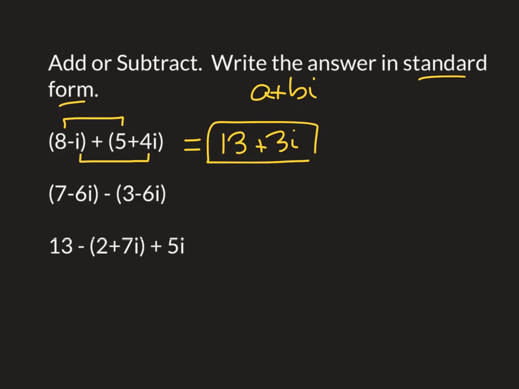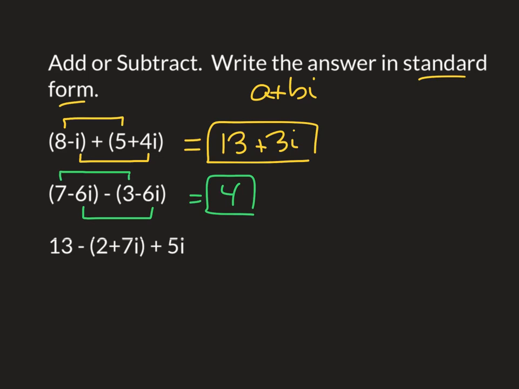Let's do a subtraction one. Subtraction is even harder because what you have to do is subtract straight across. 7 minus 3 is 4. Then I'm going to be careful with these two. -6i minus -6i. So you're really subtracting -6i from itself, or it's like -6i plus 6i, which is 0. So that's it. And that is complex form. Just 4 plus 0i. Don't write 0i, just put 4.